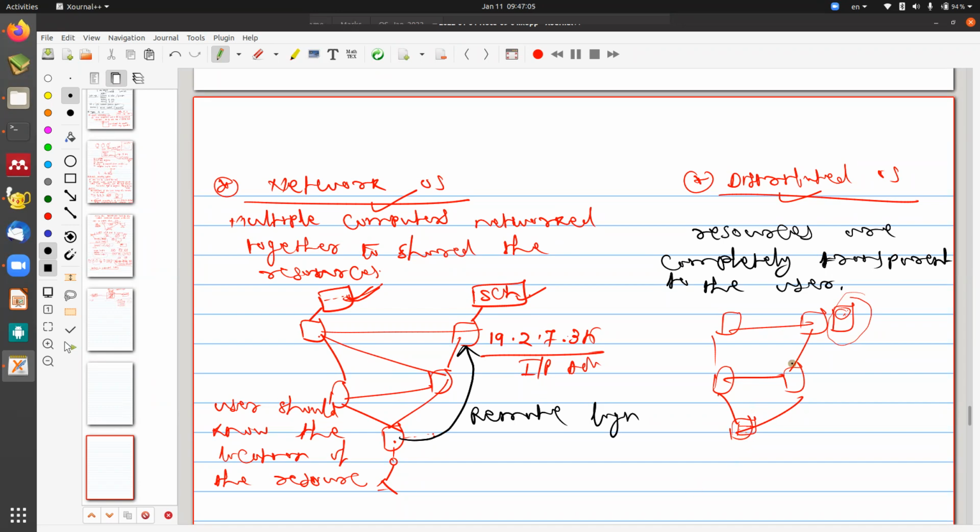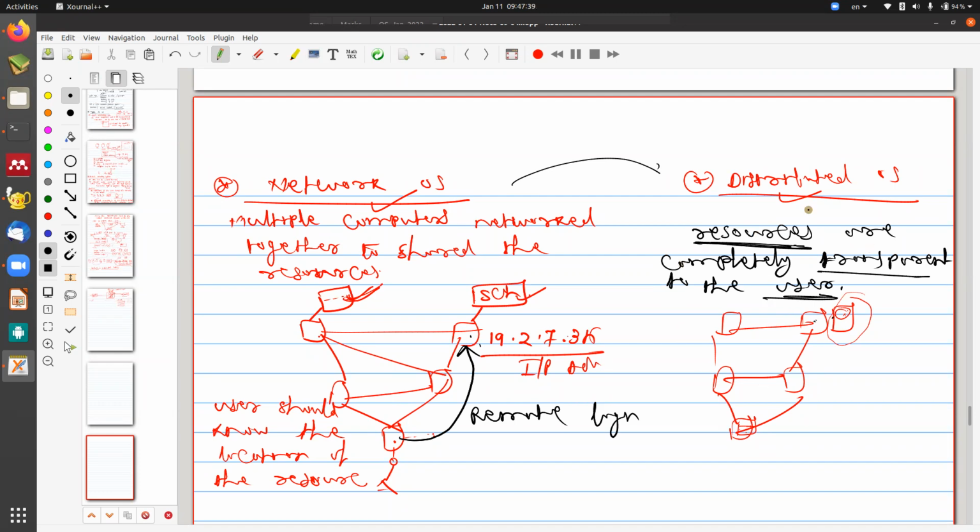Usually you authenticate. But have you ever specified where your Google account's data is present? Never. It means the resources of the Google account are completely transparent to me. I just don't know where it is present. That's why a distributed system and a network system vary in this way. In one case, I know the exact location where it is present, I connect to it and access it. But in this case, I don't know. My operating system is able to manage these things.